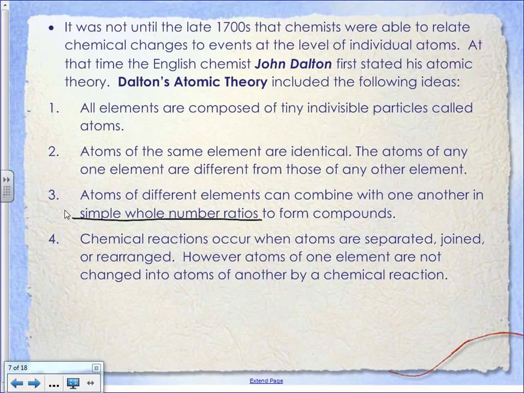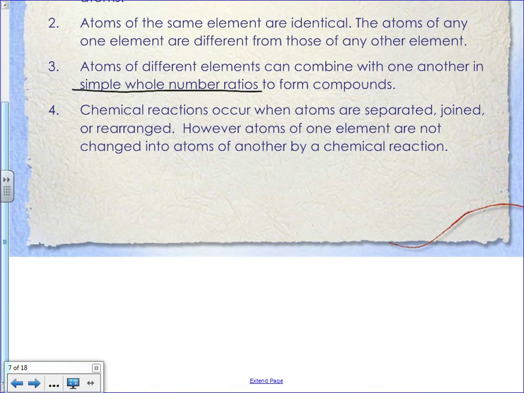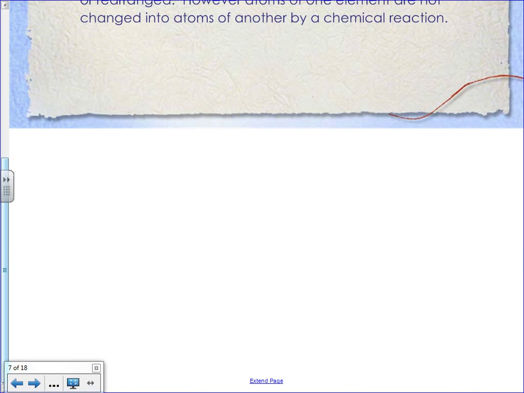You never have a molecule that contains half of an atom, because if you have half of an atom, you've split the atom. And lastly, chemical reactions occur when atoms are separated, joined, or rearranged. So in a chemical reaction, and that was just what I was about to start drawing for you there, we see this movement of materials around, but we don't see the creation of anything new.